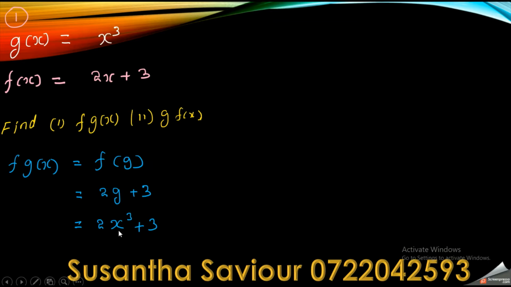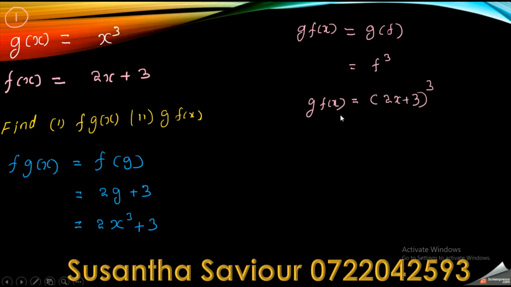In the function f we apply g. In this second case, g(f(x)), in the function g we apply f. This is the function g. Instead of x we apply the whole of f. g(f(x)) is equal to (2x plus 3) to the power 3, right? We will take another example.